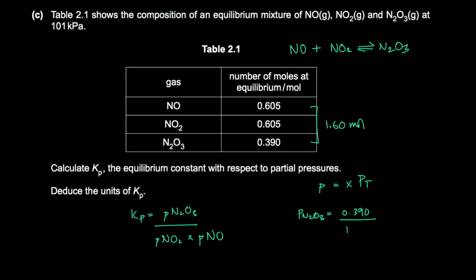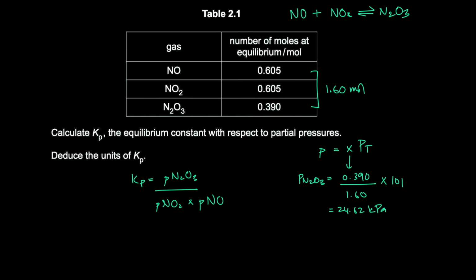So this is the mole fraction of N2O3, and you multiply this by the total pressure. The total pressure is 101 kilopascals. So you get the partial pressure of N2O3 as 24.62 kilopascals.